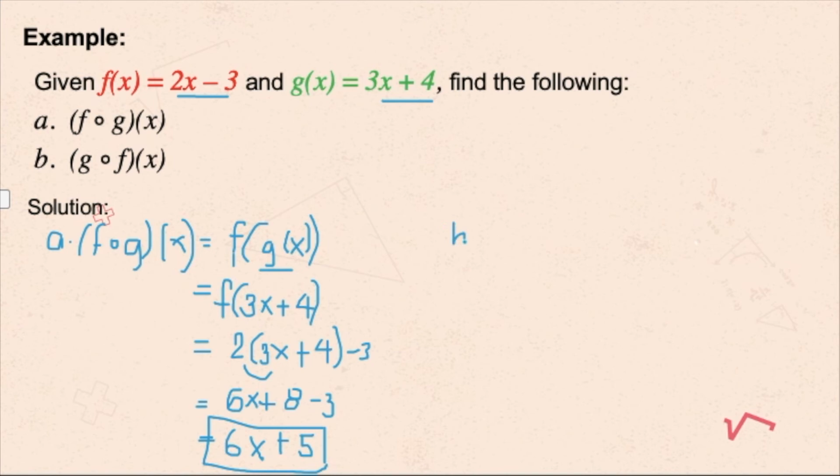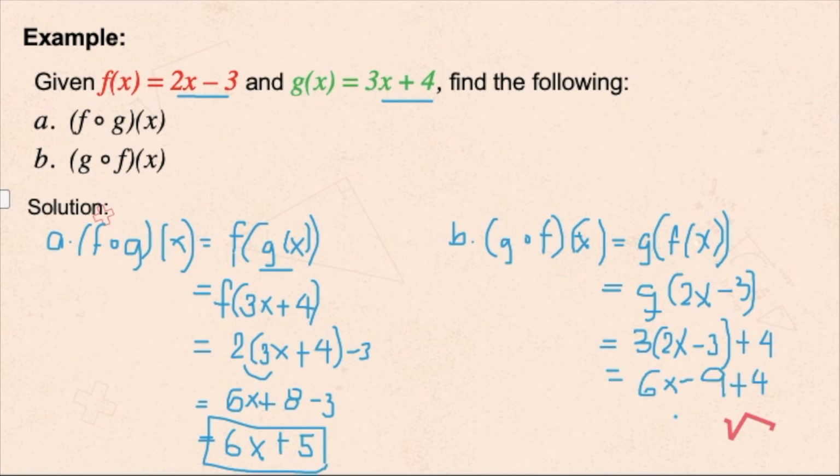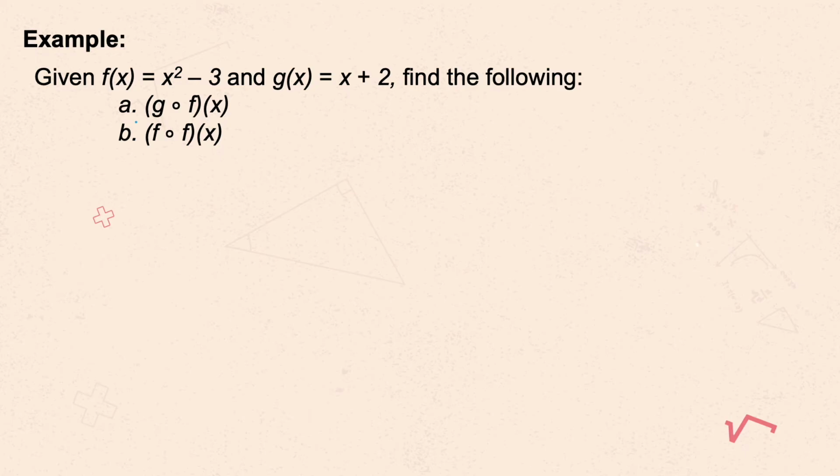Let's have the second problem. Find g of f of x. In this case, your inner function is 2x minus 3, and your outer function is g of x. Given g of x, which is 3x plus 4, you have to replace the x here with 2x minus 3. So this will be 3 times the quantity of 2x minus 3 plus 4. Applying the distributive property, this will be 6x minus 9 plus 4. Combine similar terms, your final answer now is 6x minus 5.